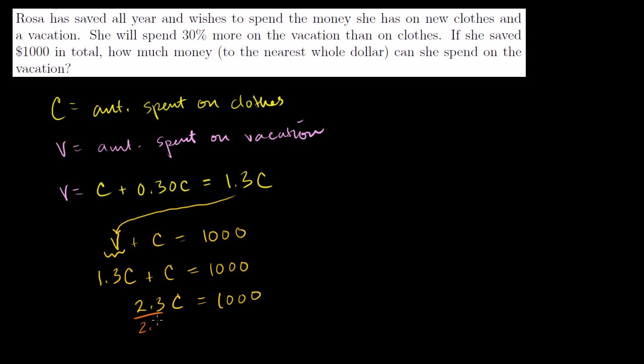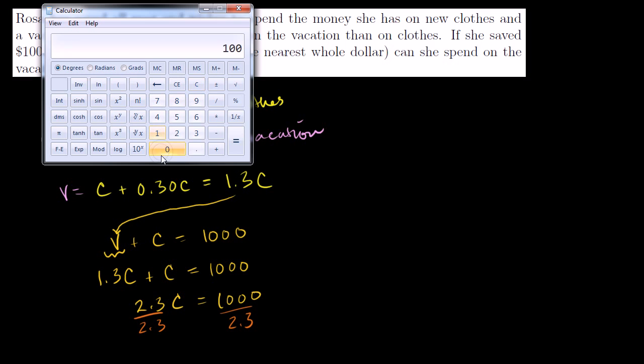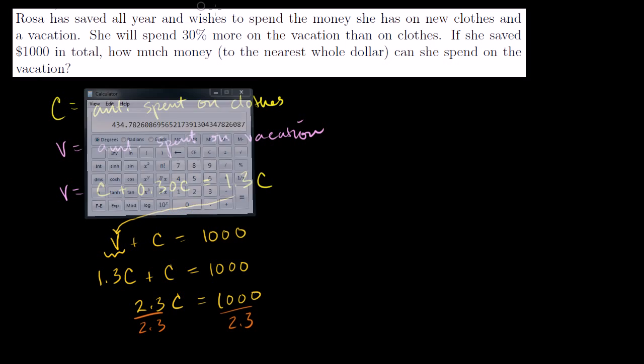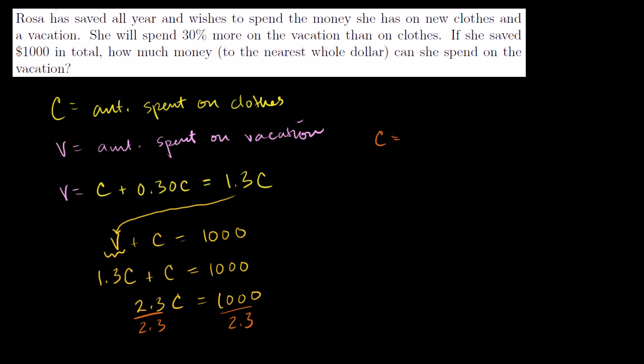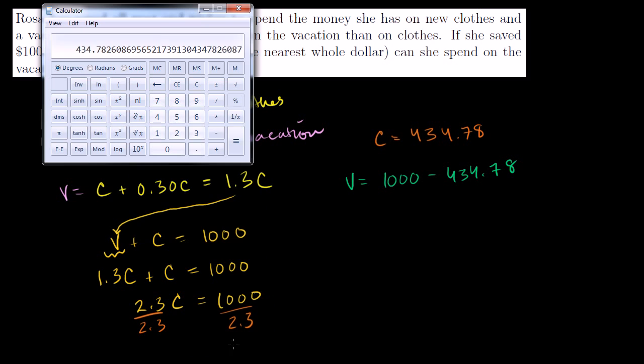Divide both sides by 2.3. I'll get the calculator out for this one. So we have 1,000 divided by 2.3 is equal to $434.78. So C is equal to 434.78. So that's the amount she spends on clothes. The rest of her money is going to be spent on a vacation. So her vacation is going to be 1,000 minus this. So her vacation expenditure is going to be 1,000 minus 434.78.